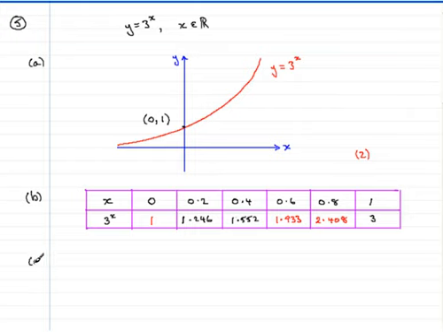part C. And in this part it asks us to use the Trapezium Rule to find, using the table of values above, an approximation for the value of the integral from 0 to 1 of 3 to the power of x integrated with respect to x. So use the Trapezium Rule to find an approximation using the table of values above to this integral here.